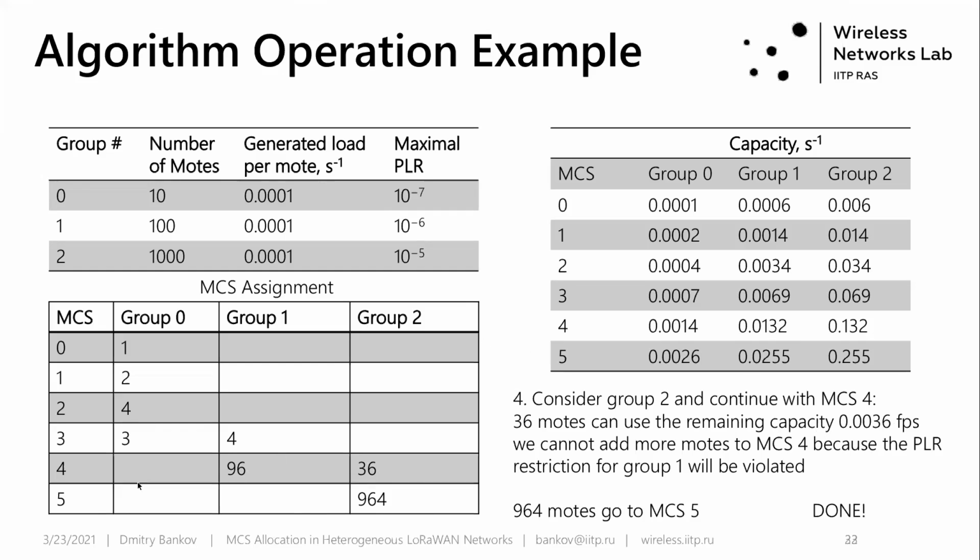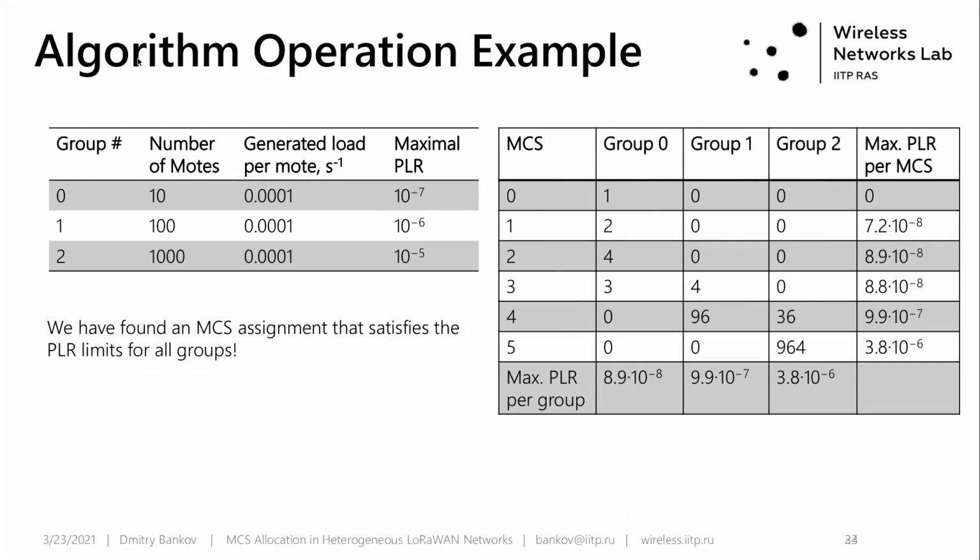And in the end, we obtain the MCS assignment, which satisfies the capacity limits by all groups at all MCSs. And thus, it satisfies the PLR requirements for all groups. So if we see here, the maximal packet loss ratio per MCS is less than 10 to the power of minus 7 for MCSs where we have modes from group 0, MCSs 0, 1, 2, 3.